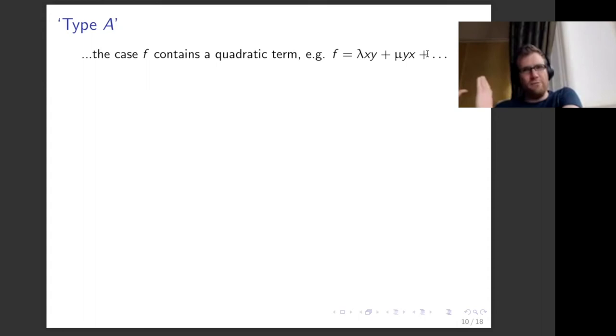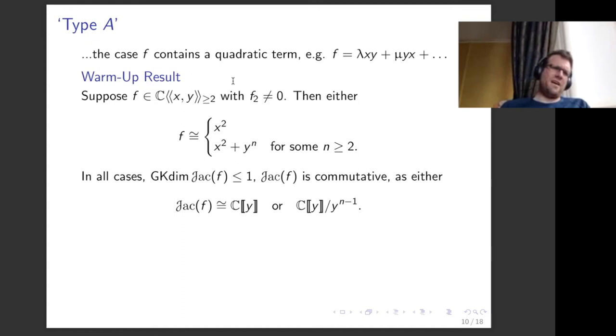And again, just think about the number of parameters here. There's a parameter on your quadratic term. For every other term in this infinite sum, there is a scalar associated to it. So it's a pretty big object. And so here's your warm-up result. I have F with only quadratic terms or higher, and there is a quadratic term. Then actually, the Jacobi algebra of F is isomorphic to the Jacobi algebra either of this object or of this object, where n is bigger than or equal to 2. Yep, and so no parameters. Your parameters are either 0 or 1.